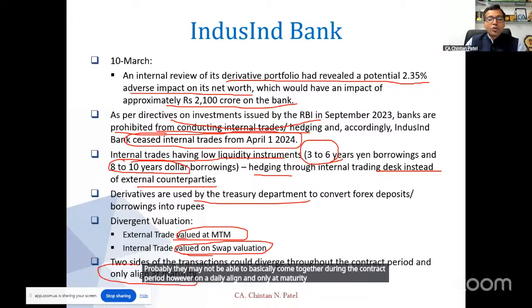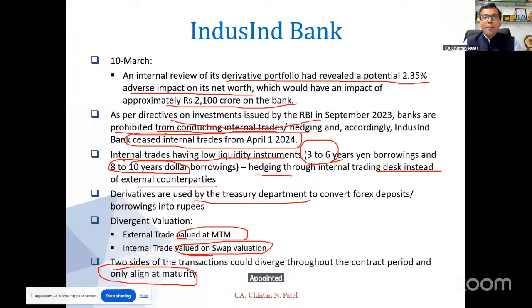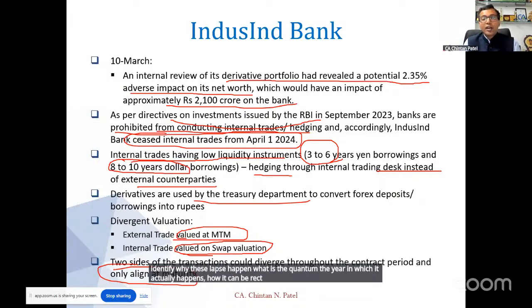So that is what is available in media, and I'm just giving you a briefing about what has been available in media. But right now, the company has appointed a forensic expert who is going to go into detail to identify why these lapses happened, what is the quantum, the year in which it happened, how it can be rectified. These questions are still unanswered, and we may have to wait a little more time to understand.